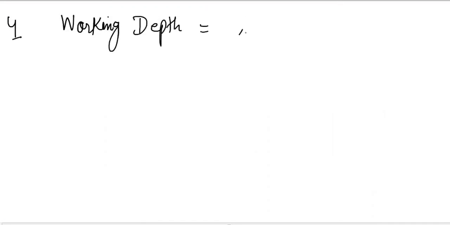So now come to the fourth, that is our working depth. You know that word, what is working depth? Addendum plus dedendum minus clearance, right? Or we can say that the sum of the addendum of both the bodies is also known as the working depth. But generally we use this formula, addendum plus dedendum minus clearance.